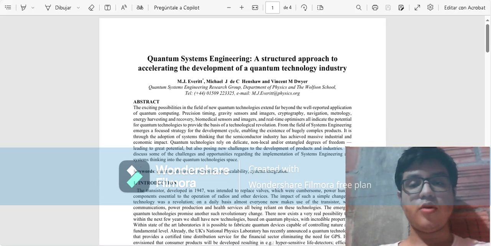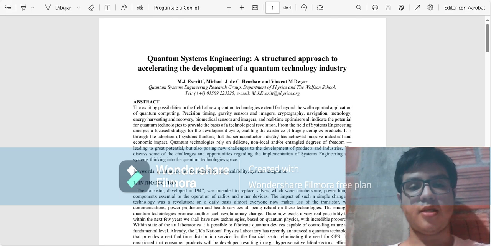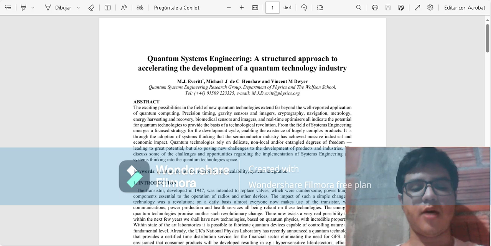Today I'm going to talk about a topic that comes from a research paper titled Quantum System Engineering: A Structured Approach to Accelerating the Development of a Quantum Technology Industry. This paper introduces the idea of quantum system engineering, or QSE, as a way to move quantum technology out of the lab and into real world applications.